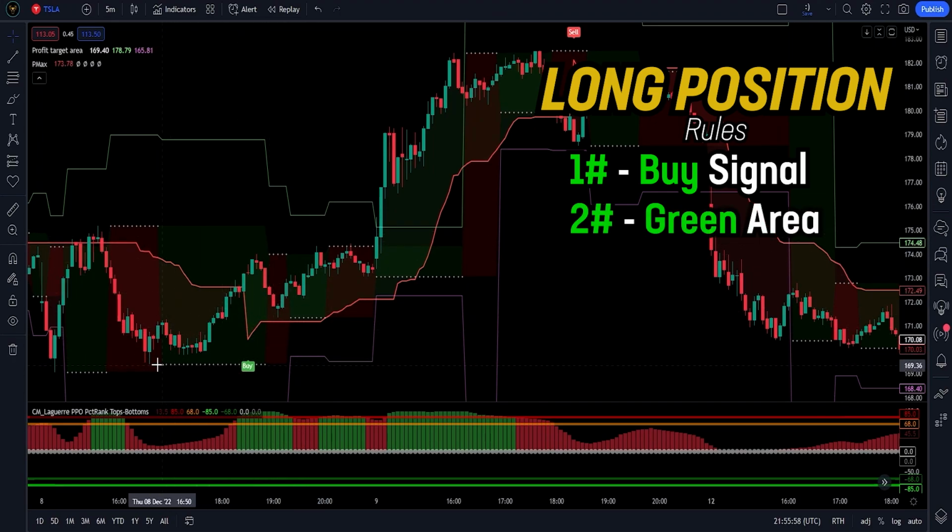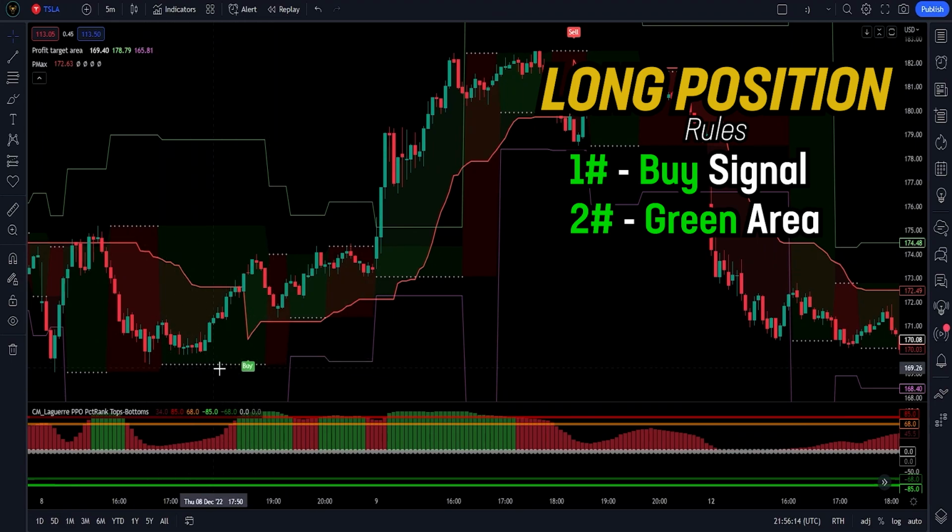Our second rule is that our profit target area must be green colored. As the name implies, this area is created by our Profit Target Area indicator. In our long position, we will be only working with green profit target areas. We will also use this indicator to set our stop loss, which will be right here, at the bottom of this green colored area, but more about that later.